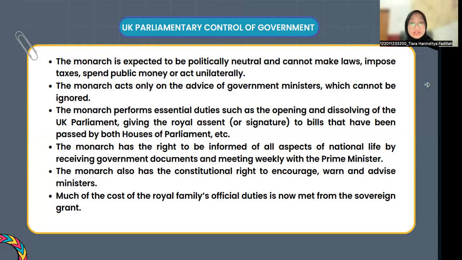The impact of royal advice on formal and informal levels may be significant and raises questions about whether such influence should be held by an unelected figure who might either support or undermine elected political leaders. And the last is that much of the cost of the royal family's official duties is now met from the sovereign grant, which is public funds approved by the parliament. Following concern over expense, these funds were reduced to cover a few members of the immediate royal family and amounted in 2018 to 43 million pounds.